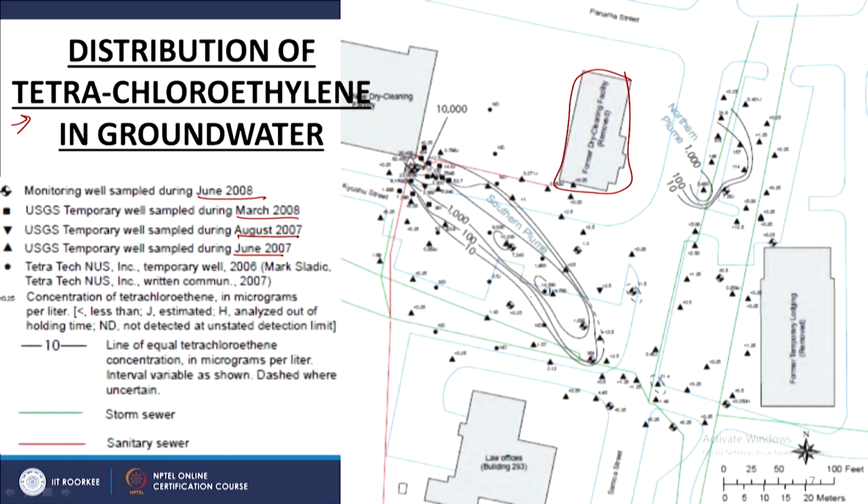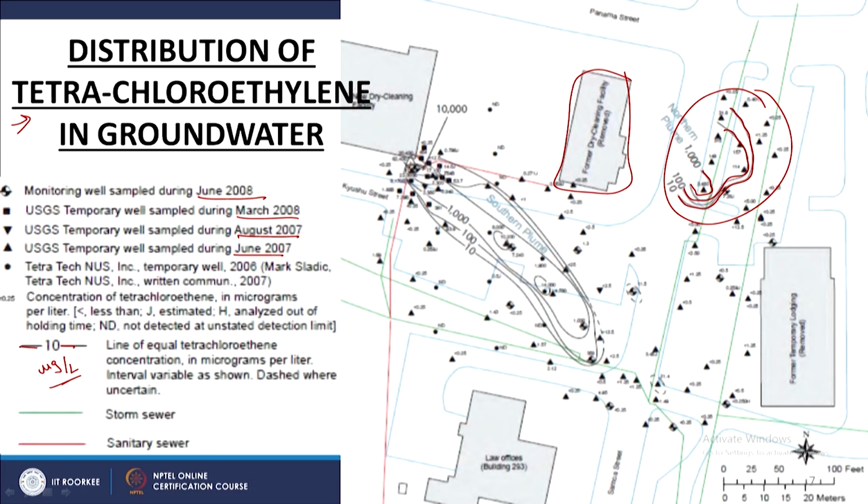If you look at the plumes, these are the contours more or less. So what does this solid line indicate? A line of equal tetrachloroethylene concentration in microgram per liter. For example, all along this particular line the concentration of the contaminant is 10 ppb, microgram per liter, and along this it is 100 and so on. So it gives you an idea about the source of your contaminant and the direction in which it is being transported. Here is one source location, and as you can see, it is on one of these storm water drains.